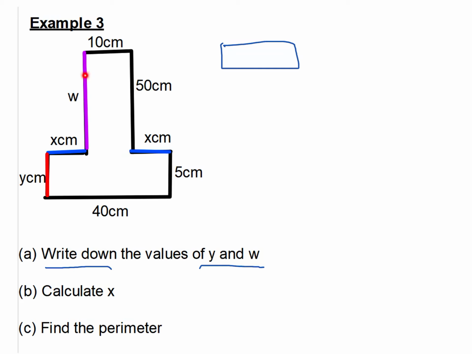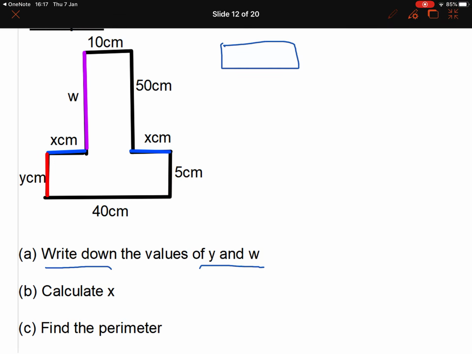So if that's the case, when we look at this rectangle here, this side is 50 centimeters, so therefore W will also be 50 centimeters, okay? Similarly, this side of the rectangle is 5 centimeters, so therefore, Y would also be 5 centimeters. Okay, so let's make that clear. W is equal to 50 centimeters, and Y is equal to 5 centimeters.